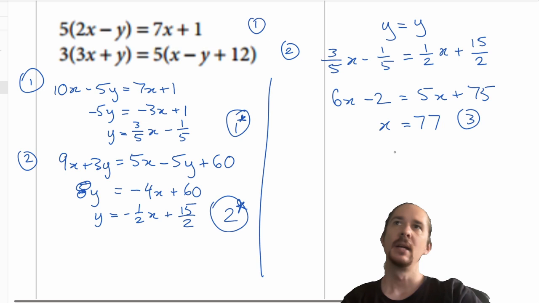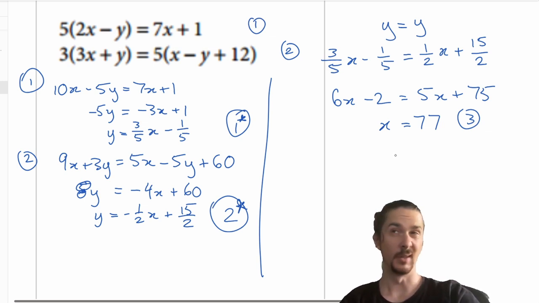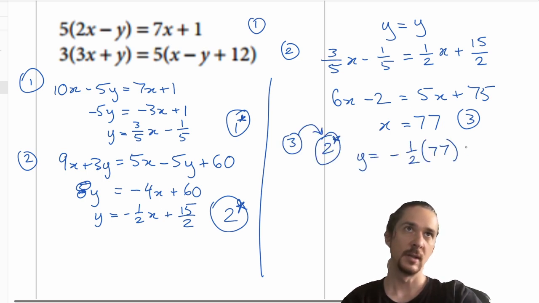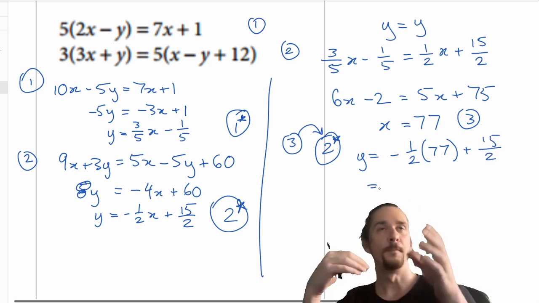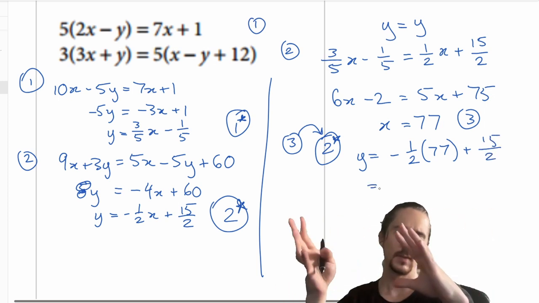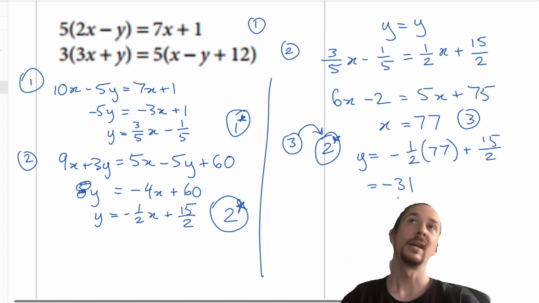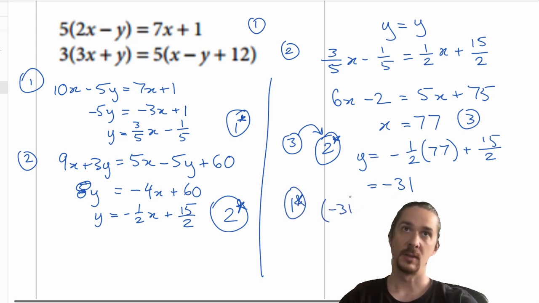So that's equation 3. 77 can't be divided by 5 or 2. Really don't like this. I'm going to go into equation 2 star. So we have y equals negative 1 over 2 times 77 plus 15 over 2. So negative 77 plus 15, 77 minus 15, 62. Negative 62 over 2 is negative 31. Okay, let's check this with 1 star just to be sure. So equation 1 star says negative 31, right? That's our y equals 3 over 5 times 77 minus 1/5.